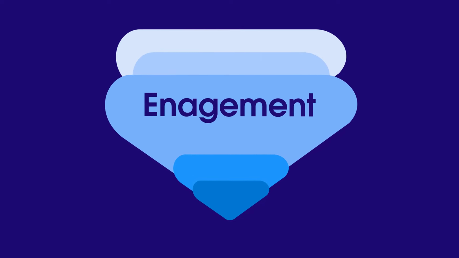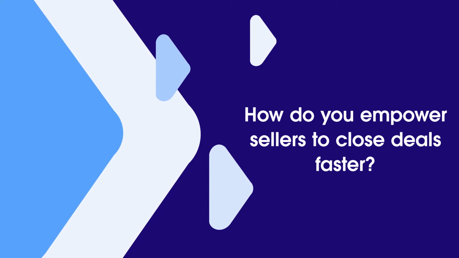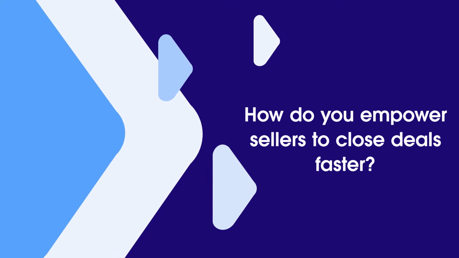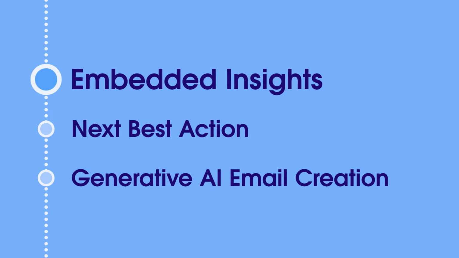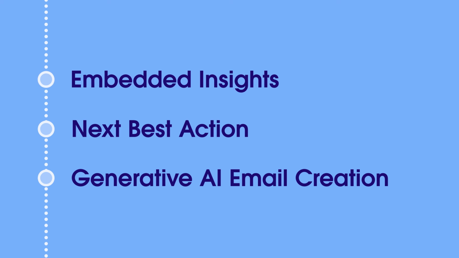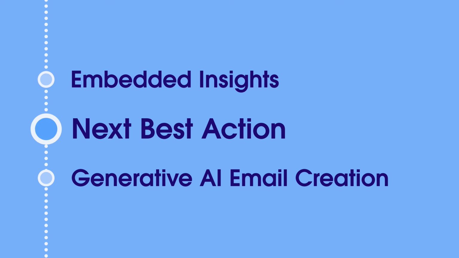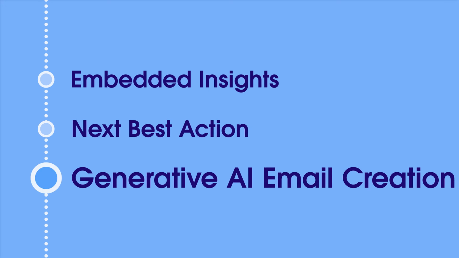In this video, we're taking a look at the engagement stage of the funnel and how Data Cloud and AI can empower sellers to close deals faster. We'll show you how in three simple steps. One, using embedded insights to give sellers a complete view of the customer relationship. Two, leveraging next best action recommendations to ensure sellers are prioritizing the right offer. And three, putting generative AI to work to create personalized emails.